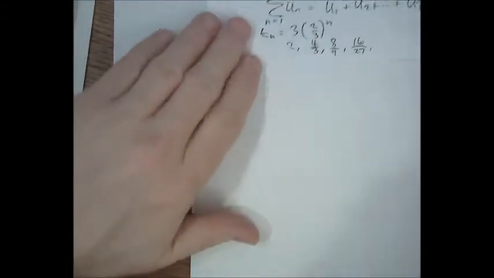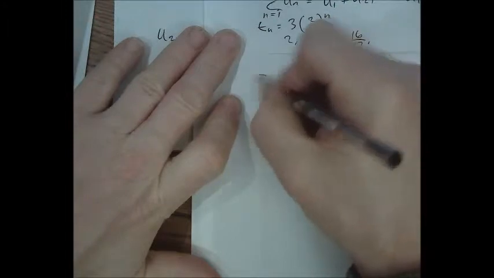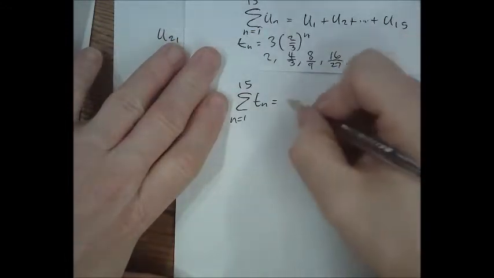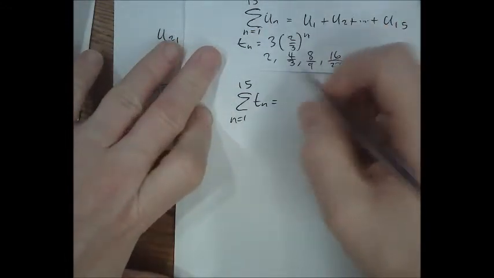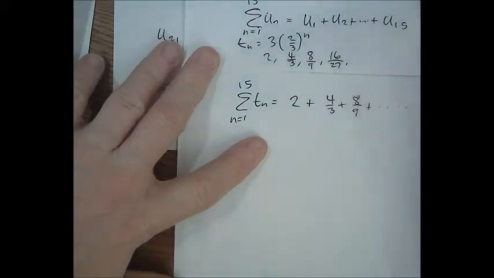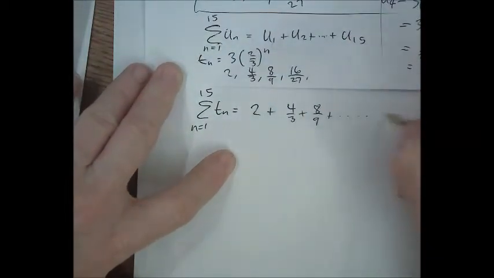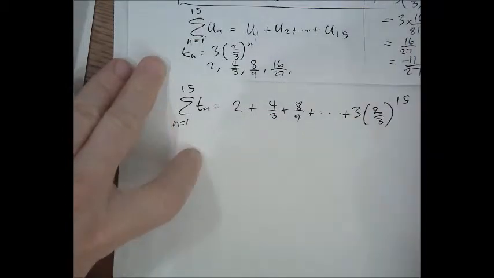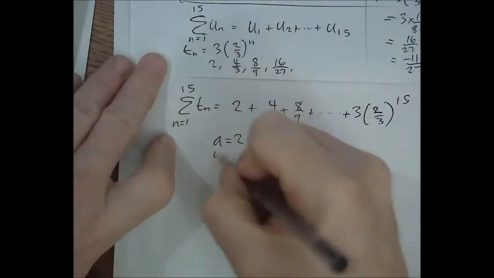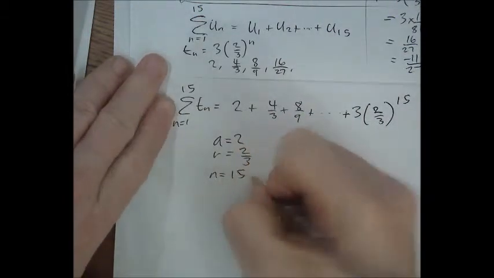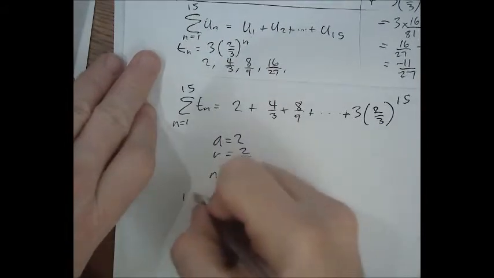Okay, so let's add up this. This is my own sequence that I'm doing here, not the one they have asked for. So it's 2 plus 4/3 plus 8 over 9 plus, and we want the 15th. That's when that is a 15. So we decided that was geometric. A was 2. R equals, that divided by that is 2/3. And the N is 15.